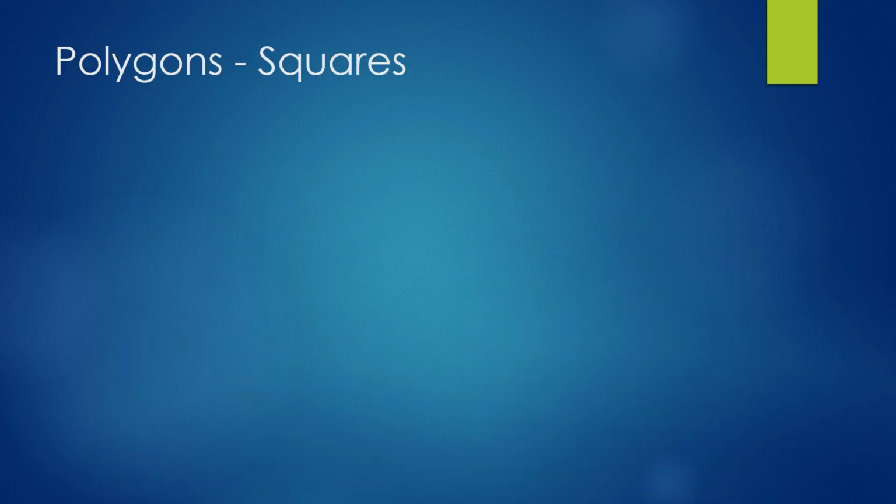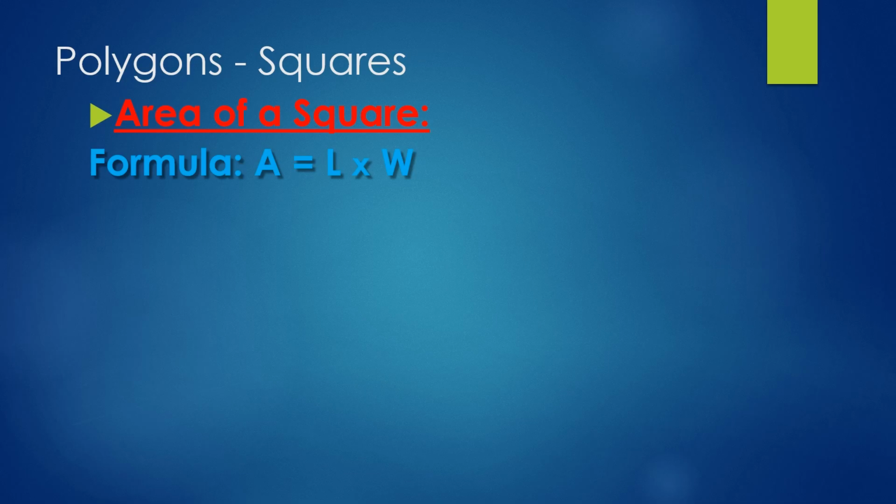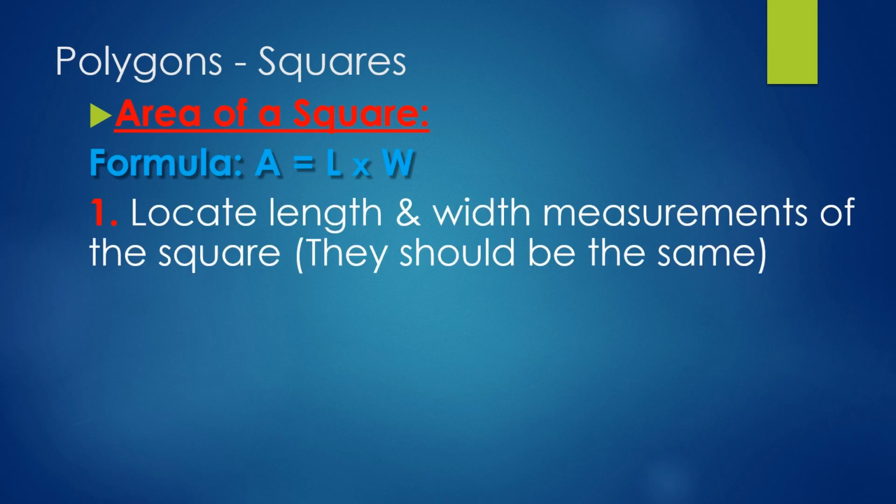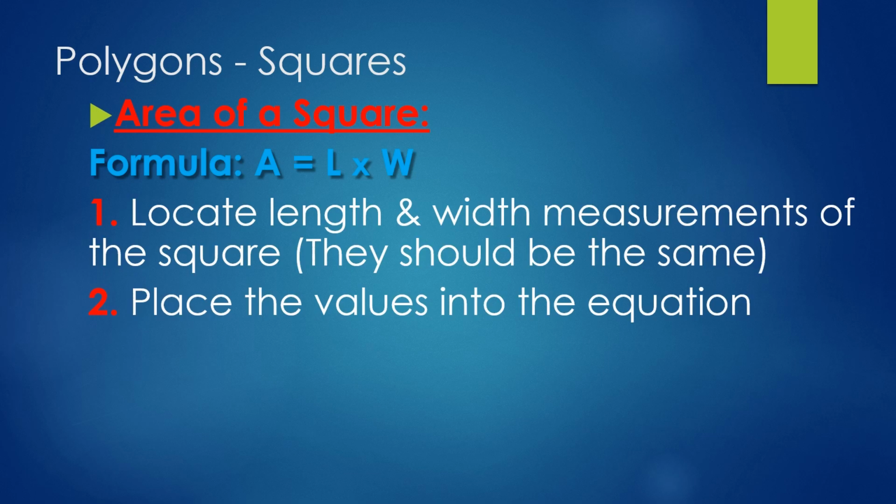Alright, so let's start looking at squares. First, we'll look at the area of a square. The formula is area equals length times width. So first you're going to locate the length and width measurements of the square. They should be the same, so you might only get one. Second, you're going to place the values into the equation.